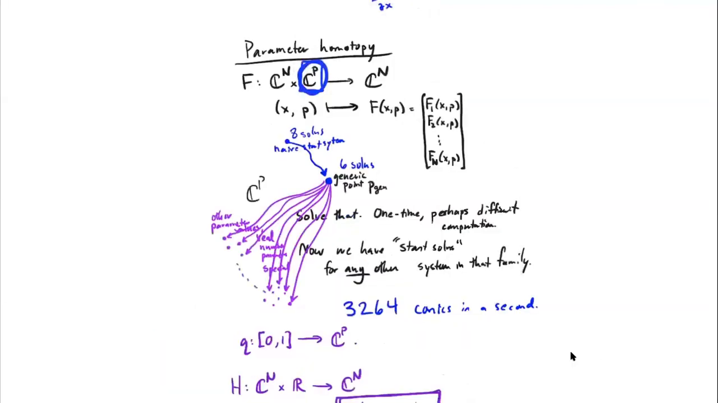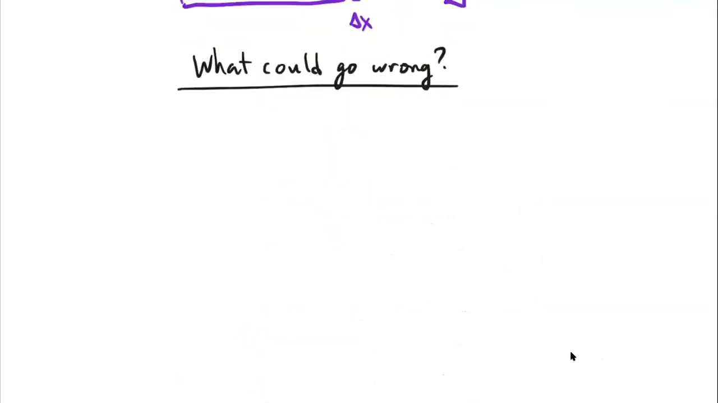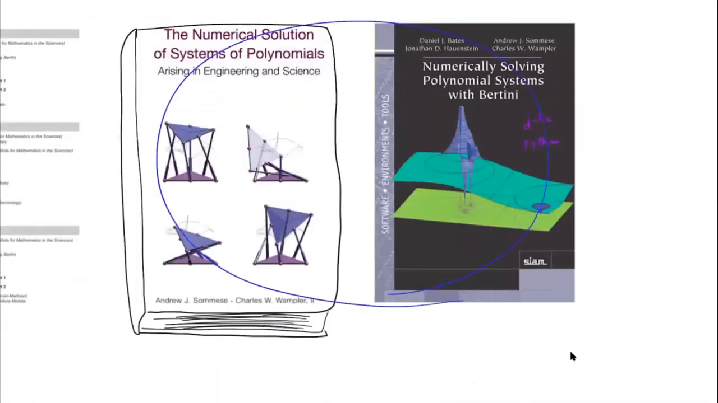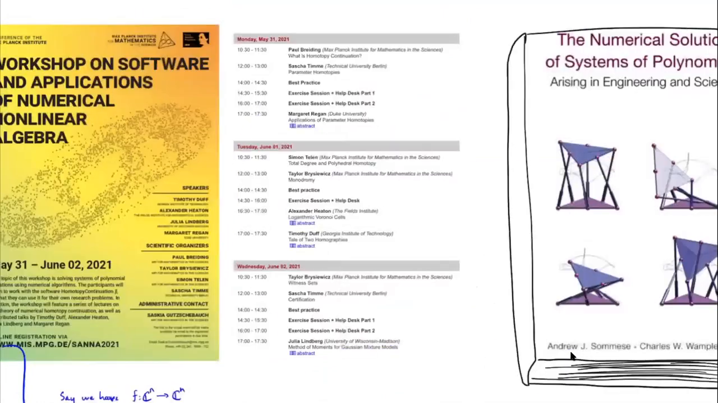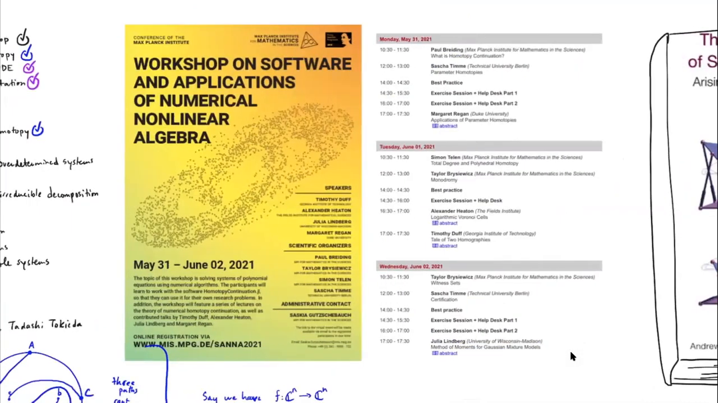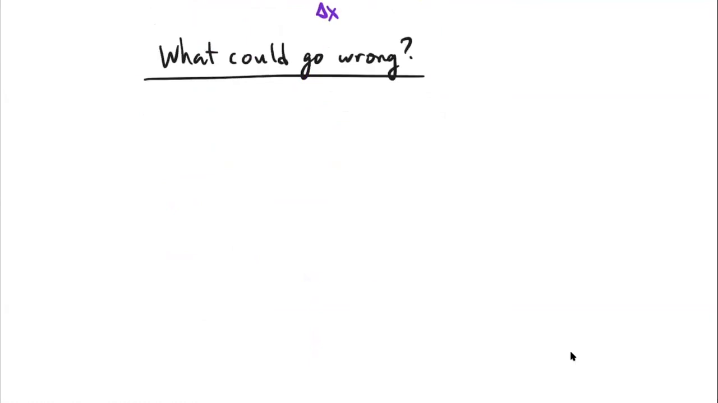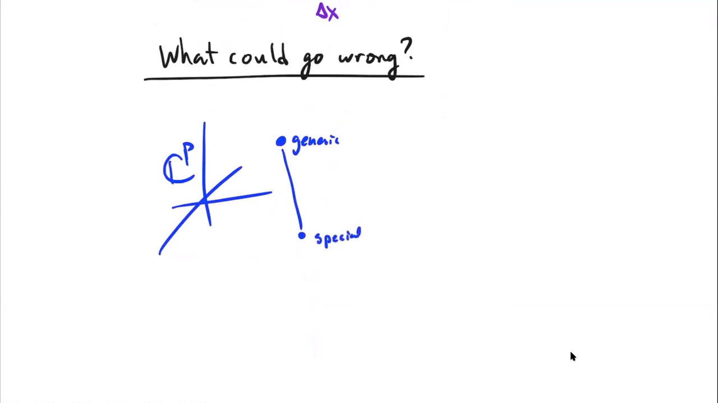So let me say one more thing about what could go wrong, just very briefly. Obviously, you'll get much more in depth here, and also here if you'd like to sign up for this workshop. But briefly, what could go wrong? Here's one thing. Let's say you're doing a parameter homotopy not from a generic point. This is my picture of C to the P. And you're not going from a generic point to a special point. But what if you're going from a special point to another special point?